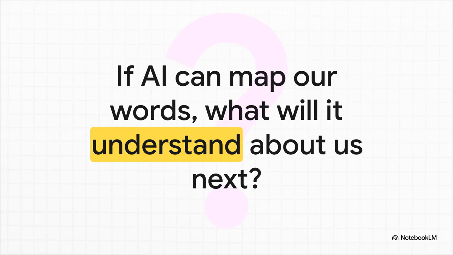You know, it all started with a pretty simple idea: turning words into numbers. But in the process of building these incredibly intricate maps of our language, we've basically given machines a window into how we think, feel, and communicate. And that leaves us with one final, fascinating question to think about. If AI can map the meaning of our words, what will it understand about us next?